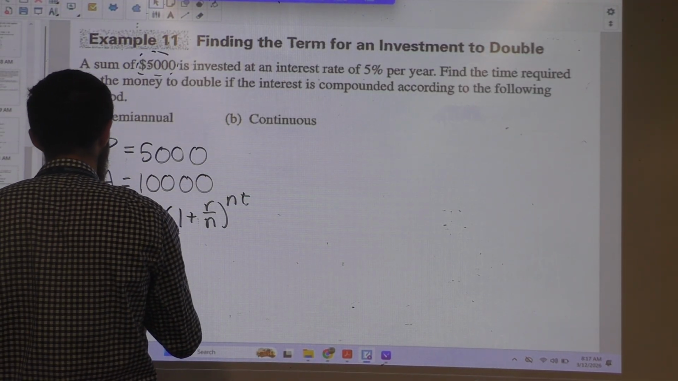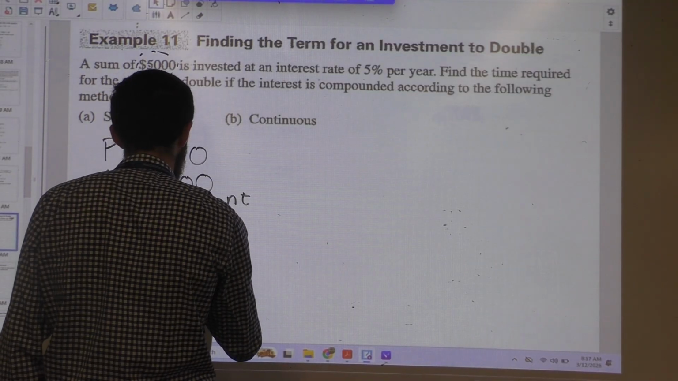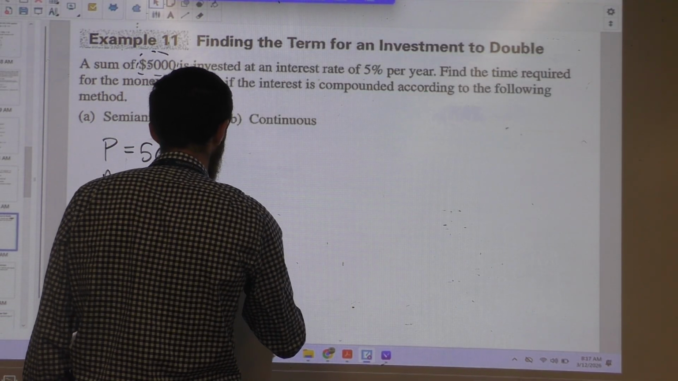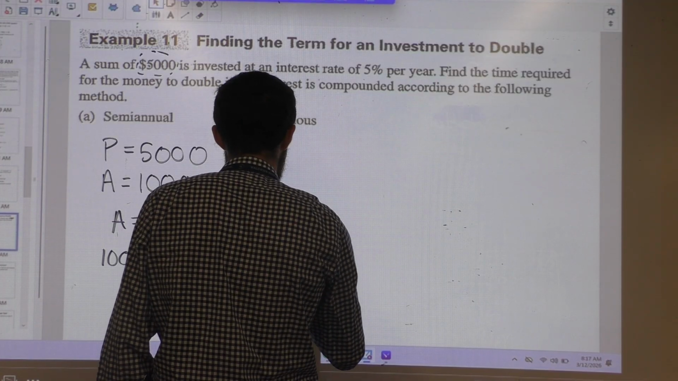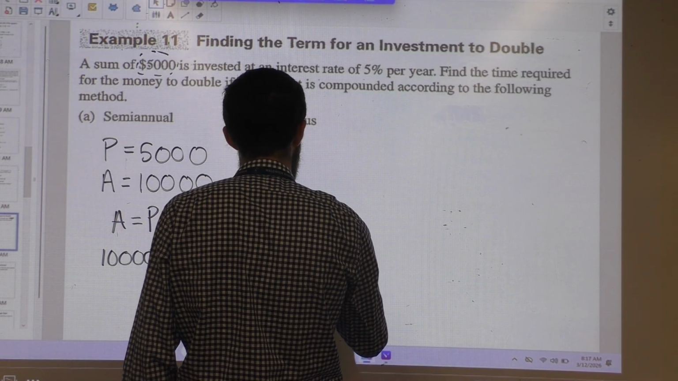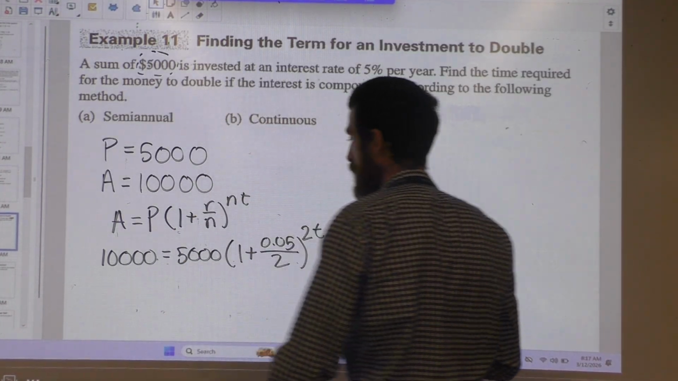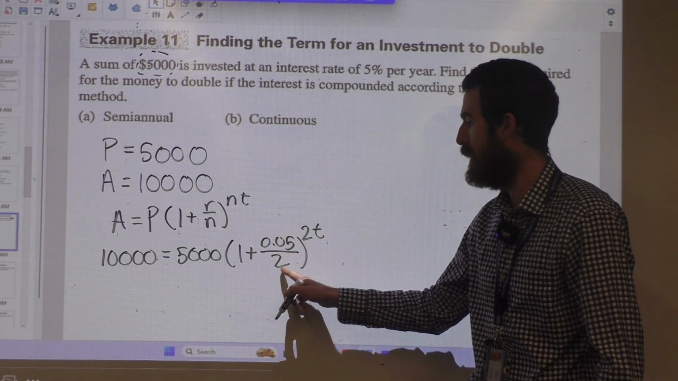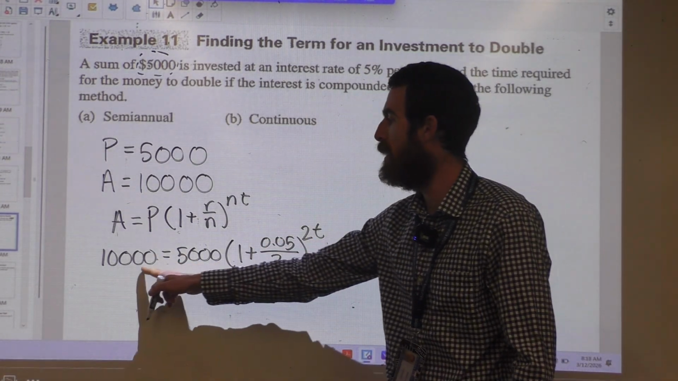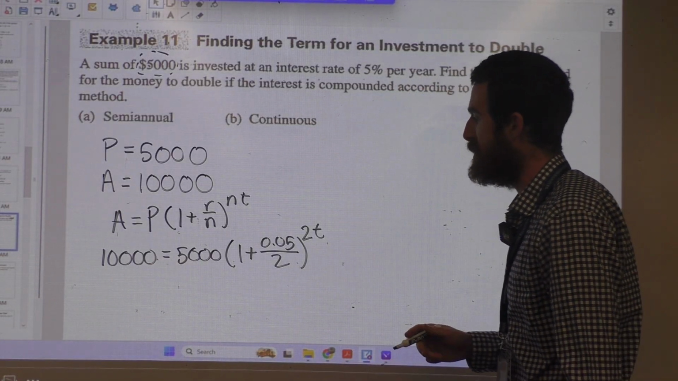Everything that I know: 10,000 equals 5,000 times 1 plus 5%, 0.05. Semi-annual, twice a year. That's n, and that's t. Right, so I've just plugged in all the corresponding variables: r, n in both places, P, and A. So again, I'm solving for t.